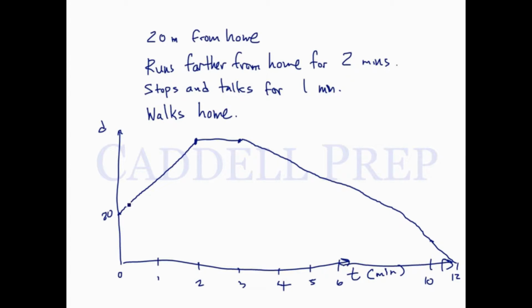So running, it's going up at a fast pace. His distance is increasing quickly. Took a break. Then walking home, his rate is much less, and it's negative because his distance from home is decreasing, and then finally down to a distance from home of 0.